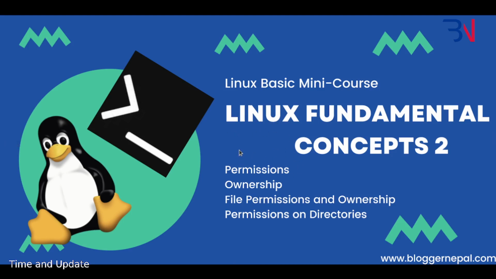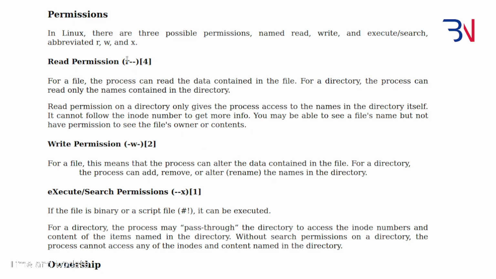Okay, let's get started. In Linux, there are three permissions: read, write, and execute, and they are represented as R for read, W for write, and X for execute. For the permissions, we just remember four for read, two for write, and one for execute as well. We'll talk about this later.